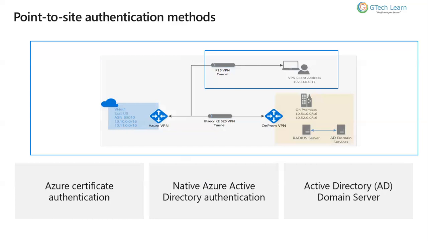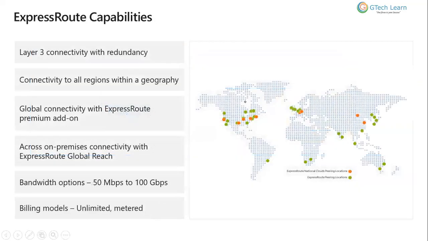Now the question comes up, when we are connecting through point-to-site VPN, what is the authentication method? My apologies. For this, we are using Azure certificate authentication, and we can use a client certificate that is present on a device to authenticate the connecting user. That's okay. Now the next thing that comes up is ExpressRoute.